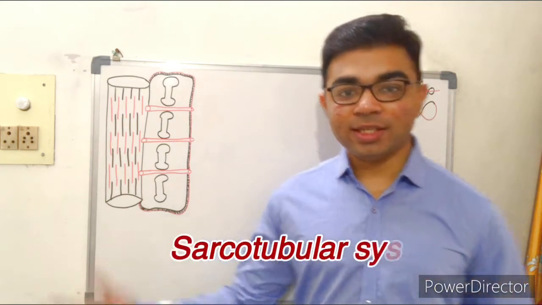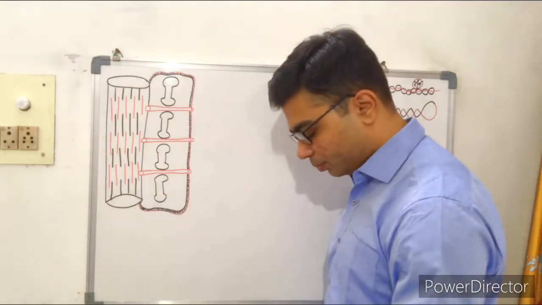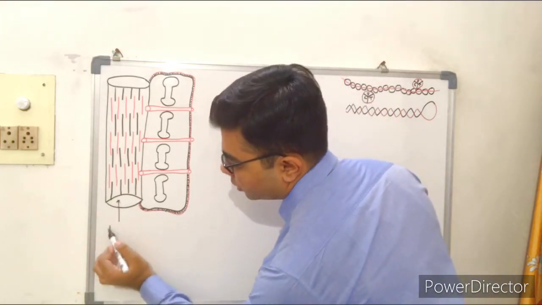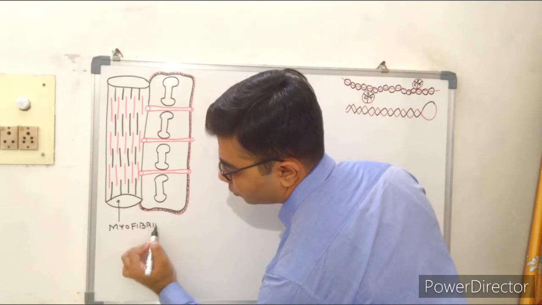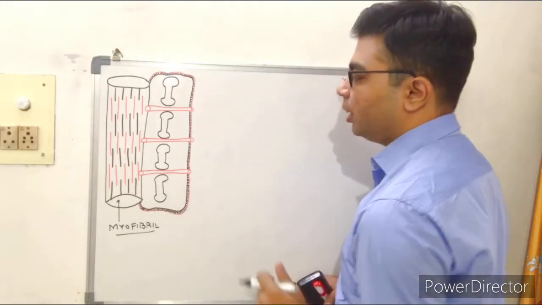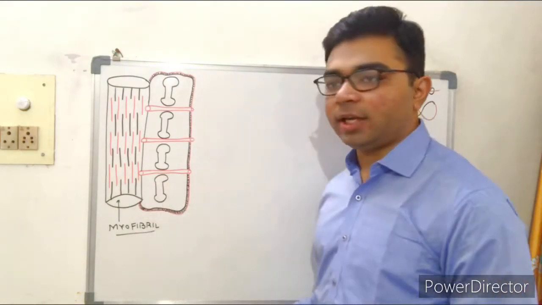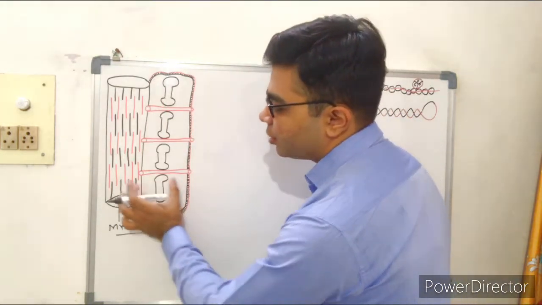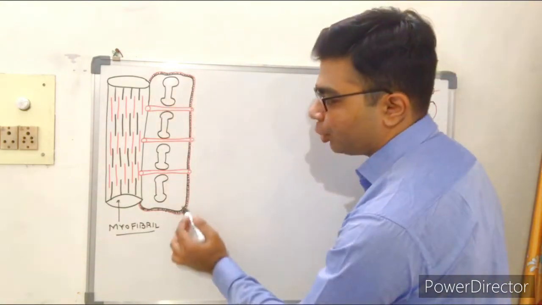So as you can see in this diagram that I have shown one of the myofibril. So let me mention it, that this structure is myofibril, and this is the sarcotubular system. Actually, for understanding purpose, I have drawn this diagram like this. Otherwise, this whole sarcotubular system is over this particular area. So, this is the sarcotubular system.